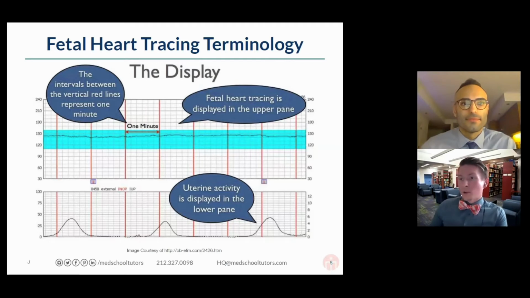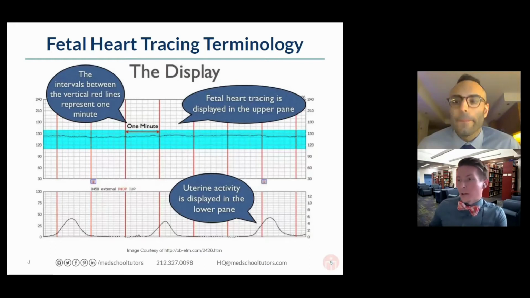Now, these are virtually always paired together. You want to be seeing both the contractions and the fetal heart rate simultaneously because there are interactions between these two things that we'll talk about later, like decelerations, that require you to have both pieces of information to adequately diagnose what's going on with both the fetus and the mother.